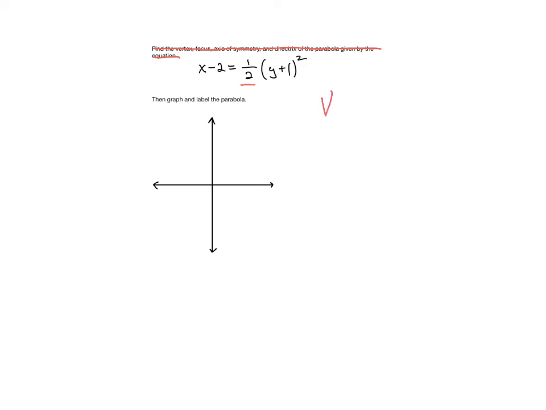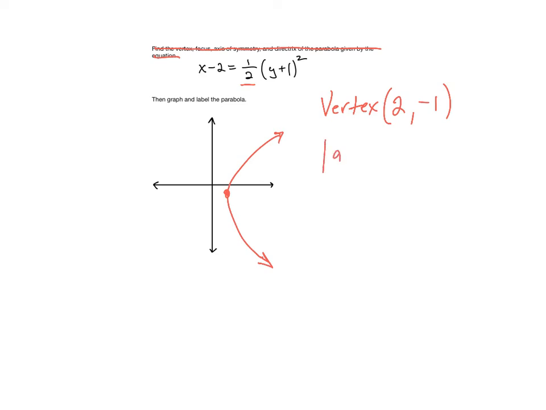First thing we're going to find is the vertex. We get the vertex from the equation. So vertex is x minus h is 2, and y minus k, so y minus -1 makes it plus 1. So our vertex is at 2, -1. So here we go, 2, -1. There's our vertex. We know that this guy opens to the right because a is positive, so we already have our sketch, relative shape of the parabola.